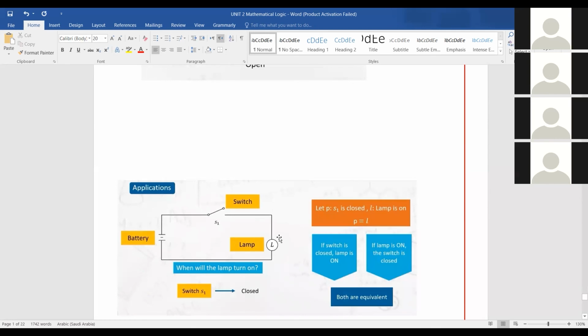Current will not flow since the switch is open. We need to close it, then only the current will flow. This, we can express in a statement.